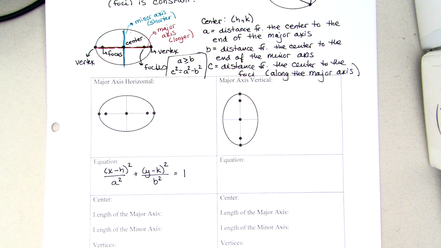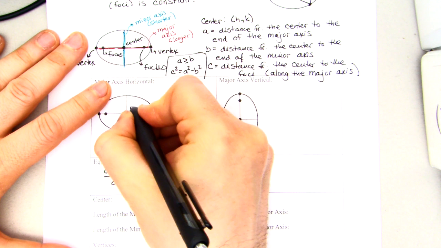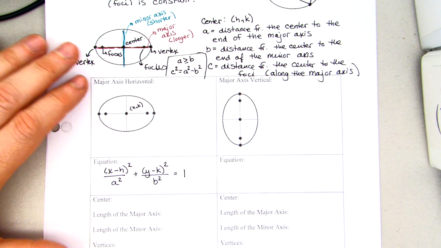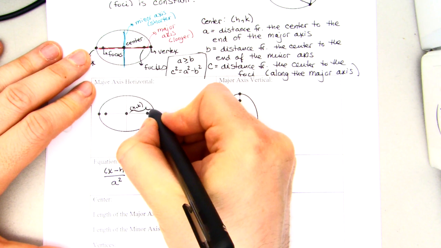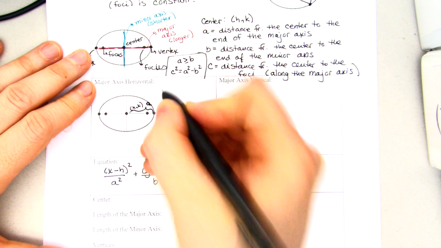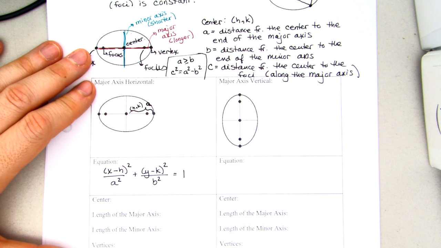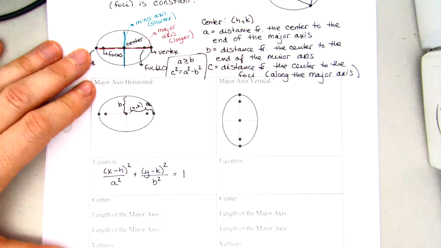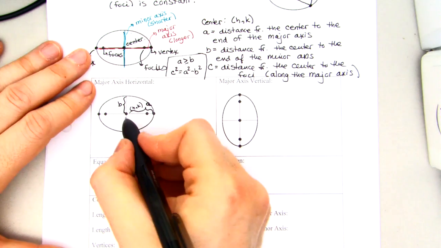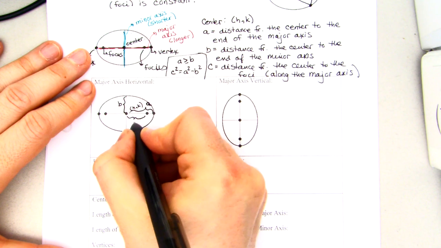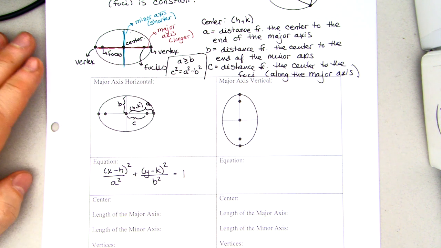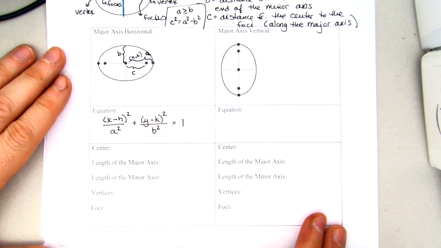Now, to show you where these things show up in our picture, that center, that's h comma k. A is the distance from the center to the end of the major axis. So that distance over there, that's A. B is the distance from the center to the end of the minor axis. That's B. And the distance from the center to the focus, that's C. Let's keep going with analyzing this ellipse, and then we'll switch over to the vertical ellipse.